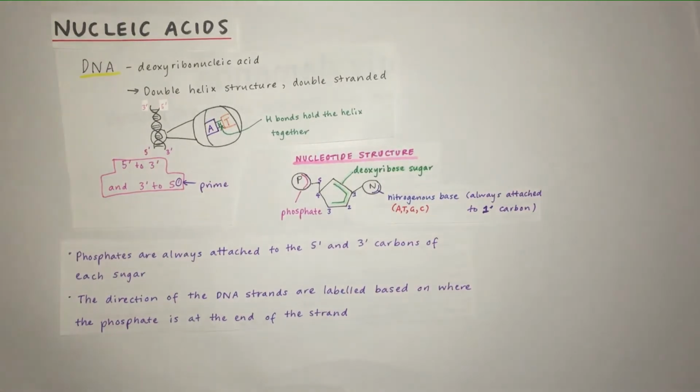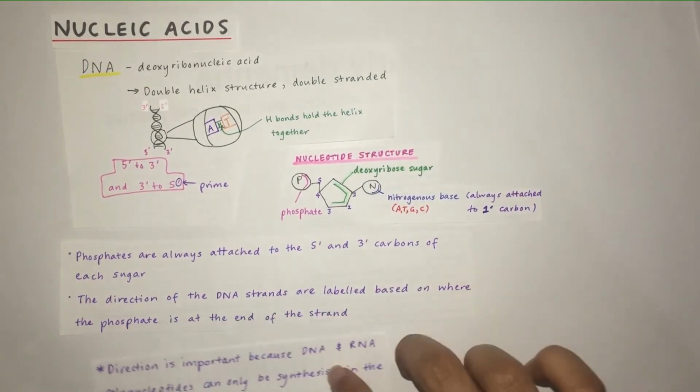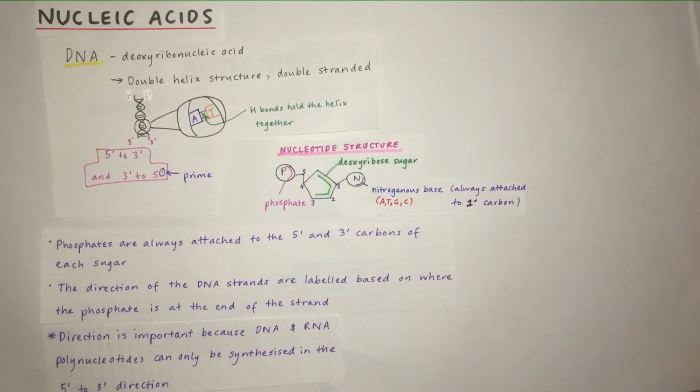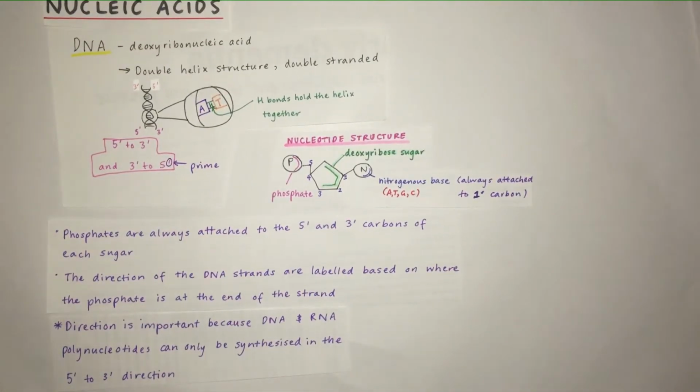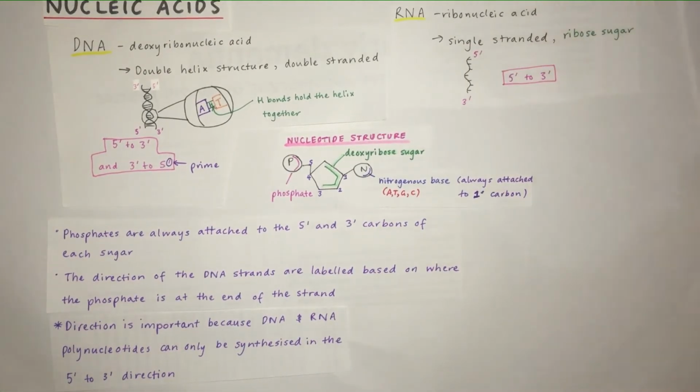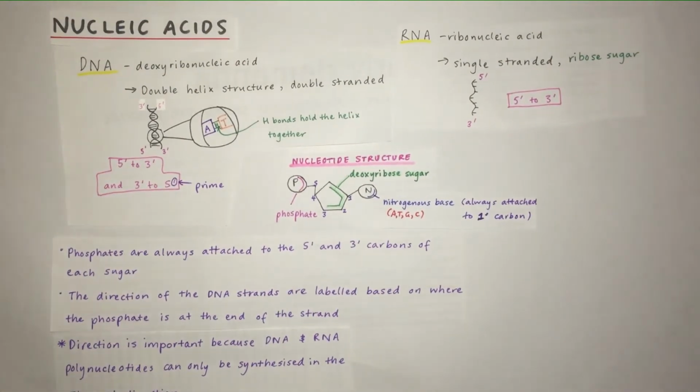So here we've got a phosphate attached to the 5th carbon. So that means that if this nucleotide was found at the end of the DNA strand, it would be called 5' at that point. And this direction is important to know because DNA and RNA can only be synthesized in the 5' to 3' direction. Speaking of RNA, RNA is ribonucleic acid, which is single-stranded and has a ribose sugar, and it goes from the 5' to 3' direction.